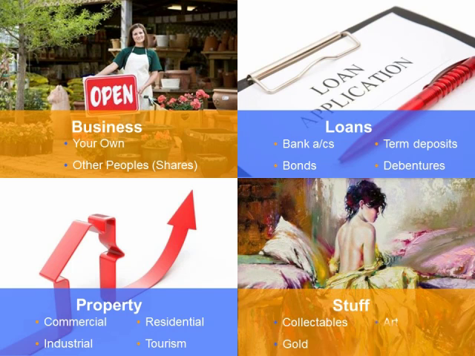Now, stuff is simply everything else grouped together. Stuff is different to the first three categories we spoke about. Stuff doesn't have any income along the way. For example, let's use gold bullion.